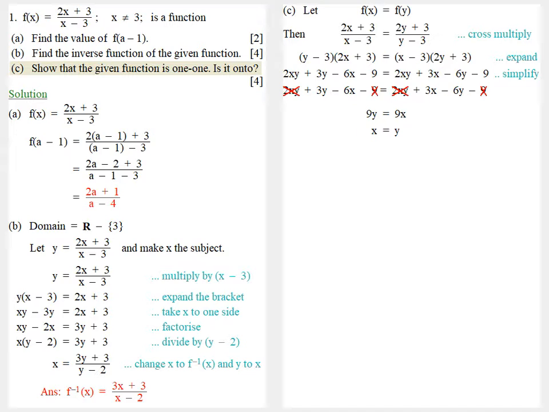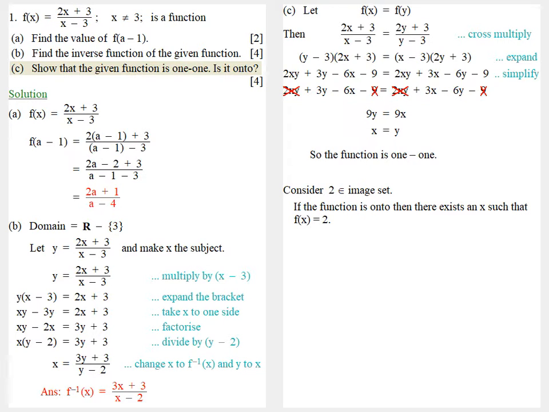So you can't have two different numbers mapping to a single number. If you do, they are in fact the same number. So the function is 1-to-1. Now, we want to find out whether or not the function is onto. If we consider the number 2, which is an element of the image set, if the function is onto, then there exists an element x such that f of x equals 2. So let f of x equal 2.